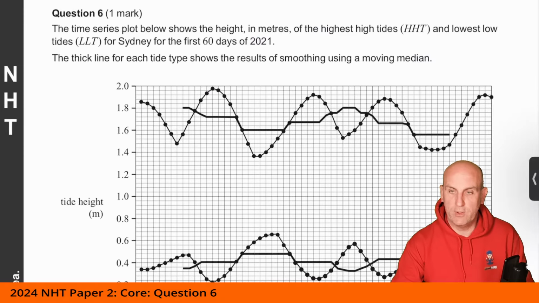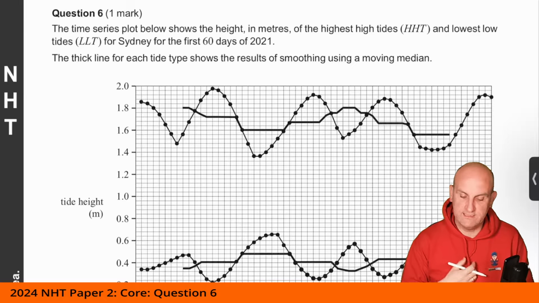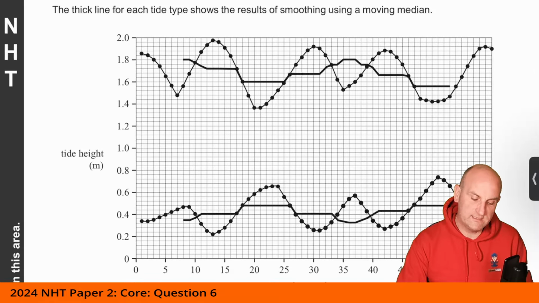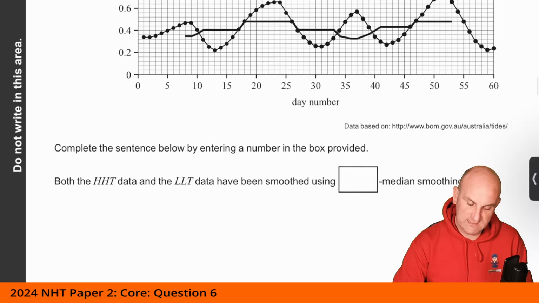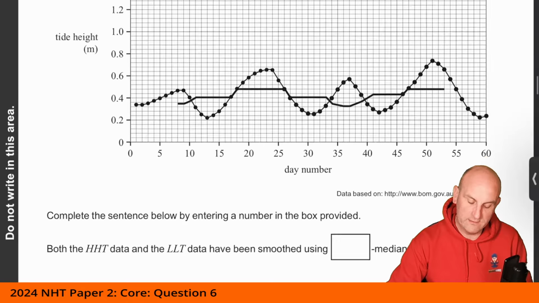The time series plot below shows the heights in meters of the highest high tide, HHT, and the lowest low tides for Sydney for the first 60 days. The thick line for each tide type shows the results of smoothing. Oh, interesting. Smoothing using a moving median. Complete the sentence below by entering a number in the box provided. Both the HHT and LLT data will be smoothed using what median smoothing?